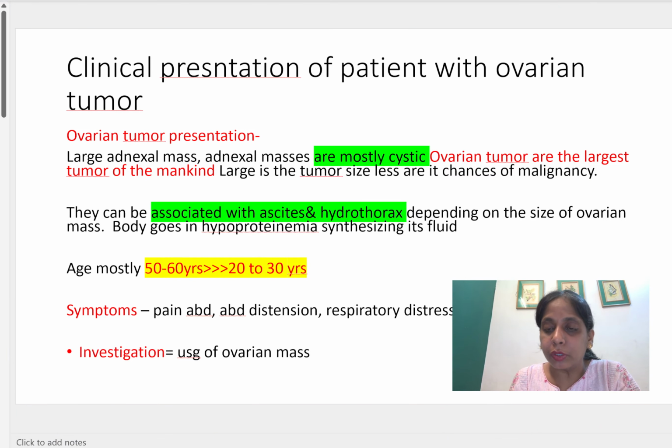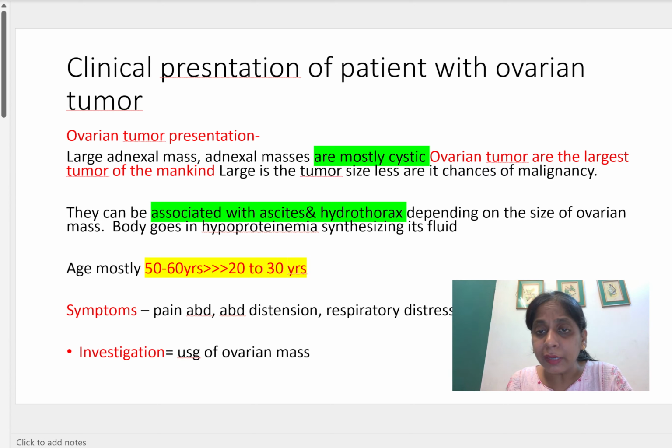Just as all tumors present, they also present with a mass or a space occupying lesion, and needless to say that these masses are adnexal masses. Now what peculiarities do these adnexal masses have? These tumors are mostly cystic, and they are very large.